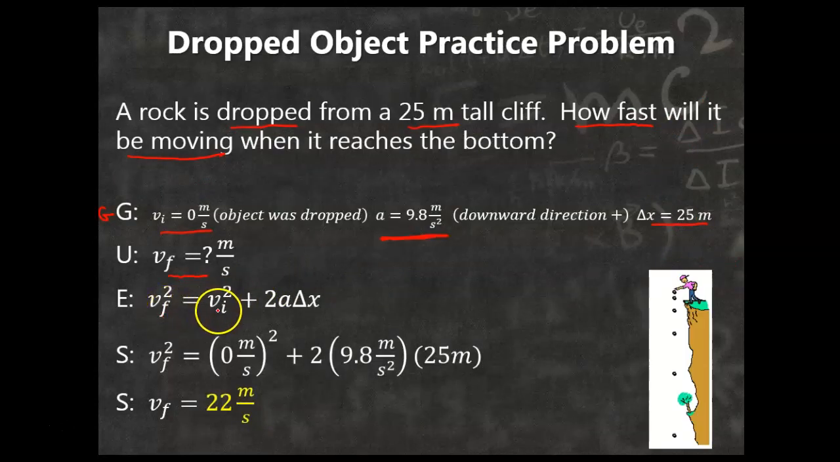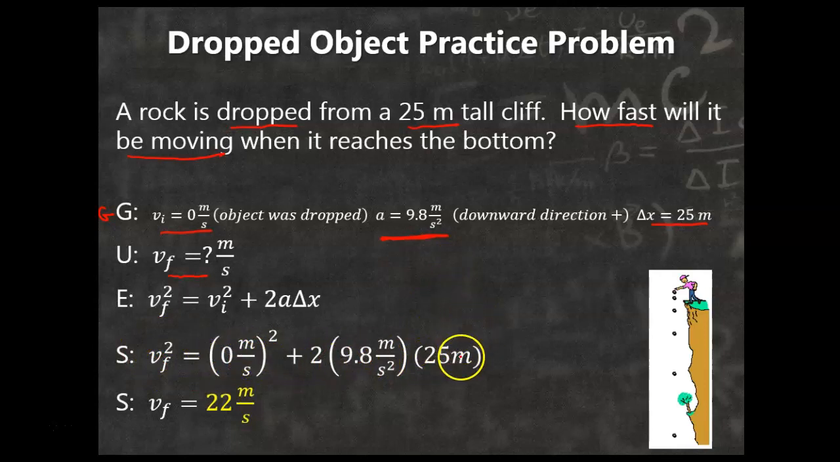Velocity final squared equals velocity initial squared plus 2AD. And then we just plug in what we know. Final velocity is what we're looking for. Initial velocity is 0. 2A, acceleration is 9.8. D, distance, 25 meters. We're considering down to be positive in this case, so we're making the acceleration positive 9.8. We're making the distance positive 25 meters, and our velocity in the end is going to be a positive velocity.